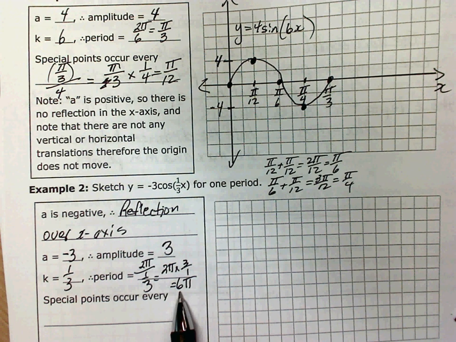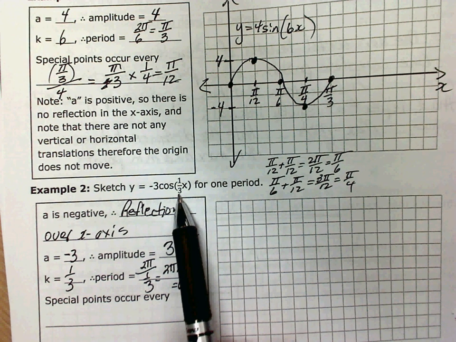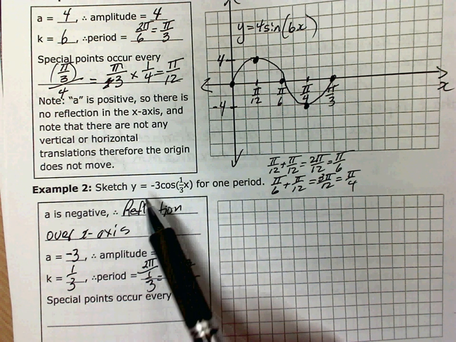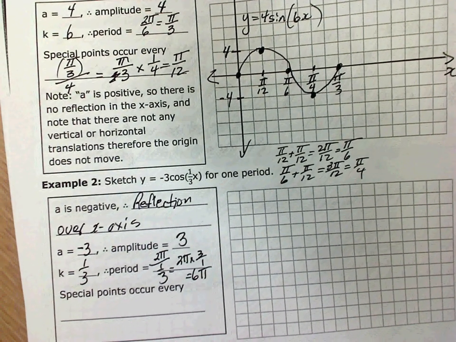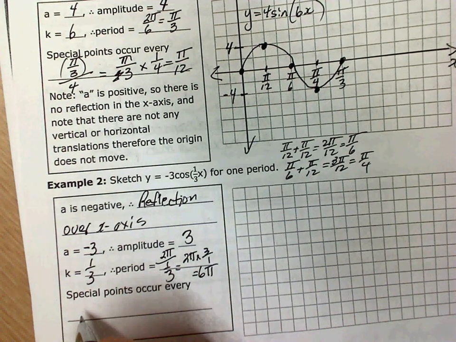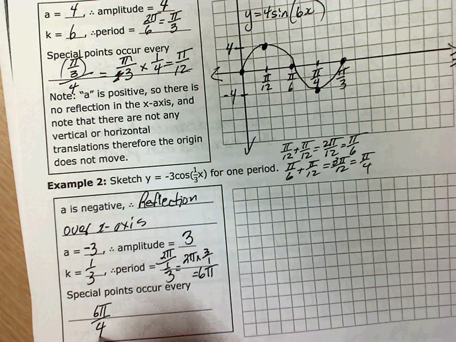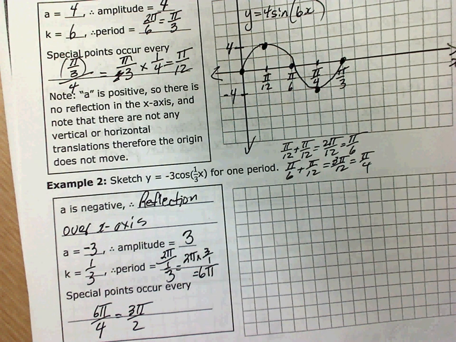So there's a horizontal stretch by a factor of 3, a vertical stretch by a factor of 3, and a reflection over the x-axis. So the special points occur every period divided by 4, which is 6 pi divided by 4, which is 3 pi by 2. So let's graph it.